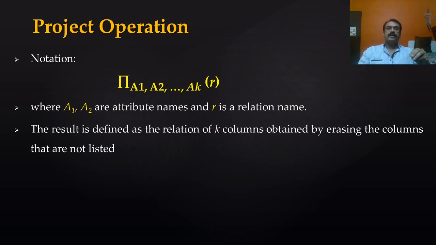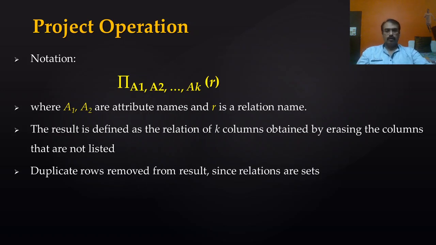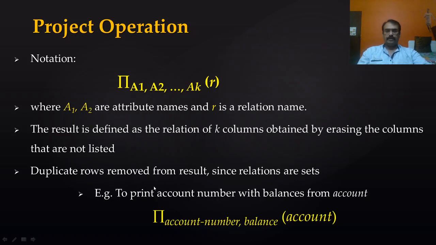The result is defined as the relation of k columns obtained by erasing the columns which are not listed. So we can definitely avoid those which are not listed. And duplicate rows are removed from the result by default, as we have seen in the example. To print account number with balances from account, I don't want the branch name. So project account number comma balance from account. I'll get a 2-column relation as the output.